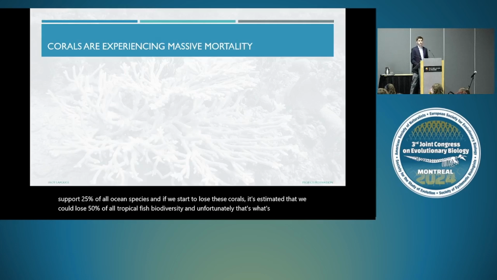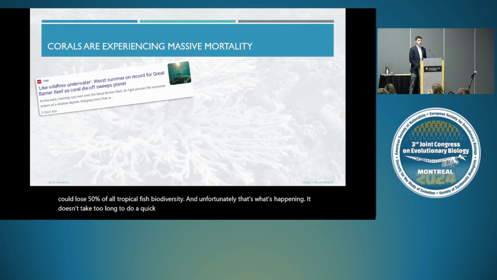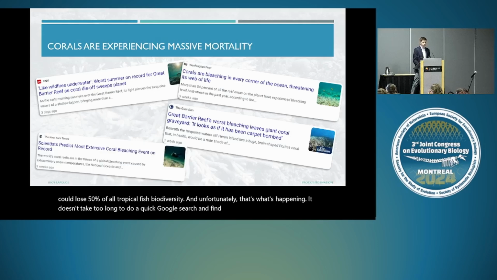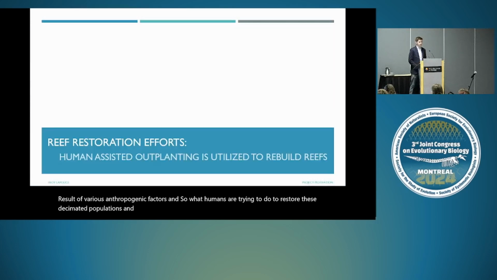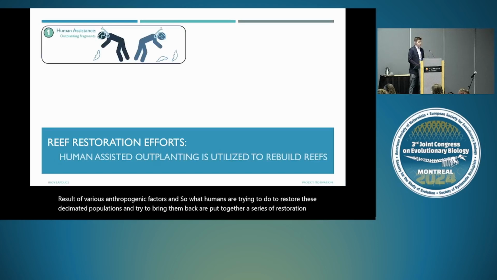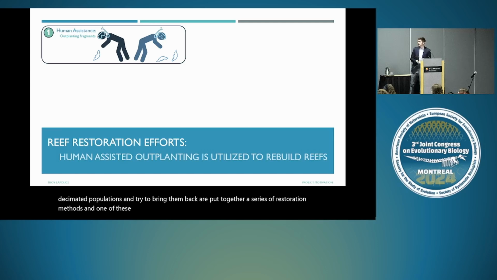It doesn't take too long to do a quick Google search and find many popular news articles talking about mass extinction and mass die-offs of coral reefs throughout the globe as a result of various anthropogenic factors. And so what humans are trying to do to restore these decimated populations and bring them back is put together a series of restoration methods. And one of these restoration methods is outplanting.